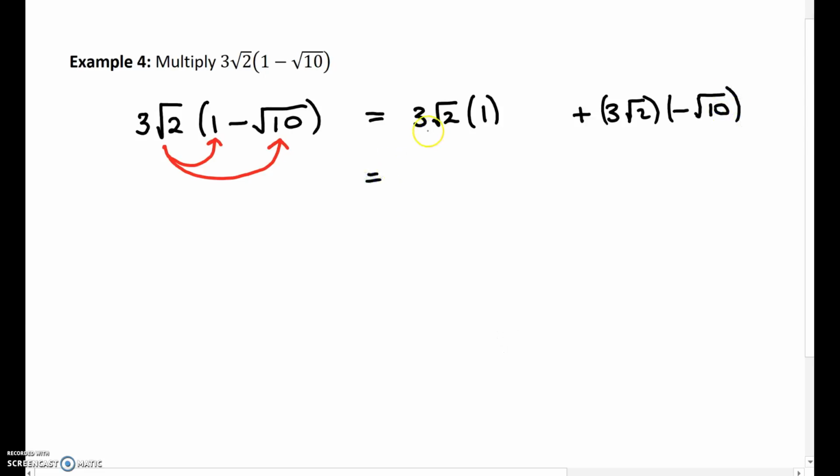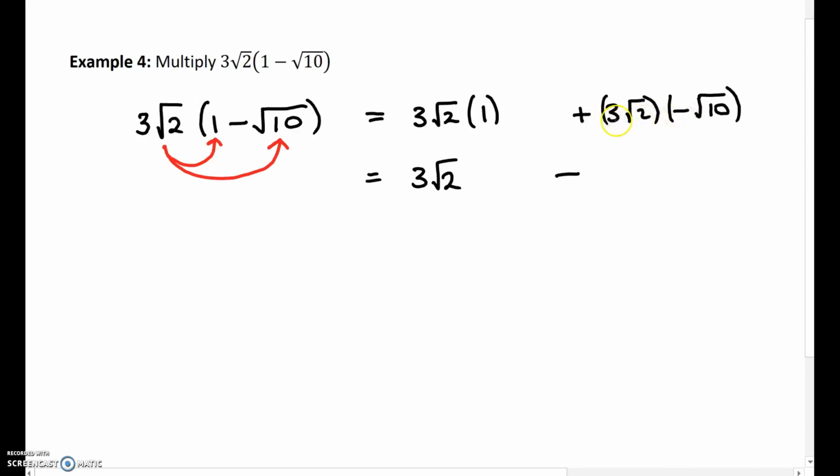Okay, so 3 root 2 times 1. Well, the 3 and the 1 are regular ordinary numbers, so multiply those. 3 by 1 is 3 times the square root of 2. And then over here you've got a plus times a minus. Okay, plus times a minus will be minus.